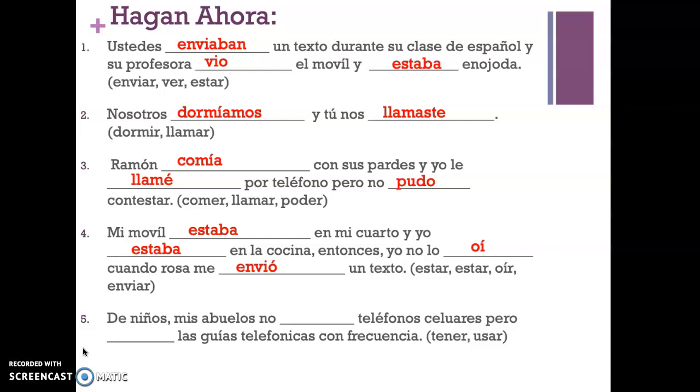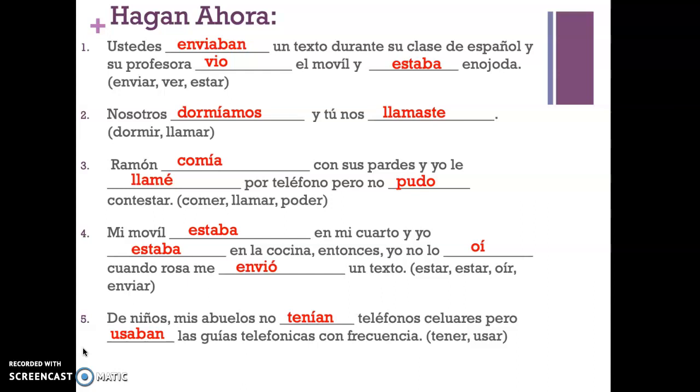Okay, so you should have gotten tenían teléfonos celulares. They did not have cell phones for all of their childhood. This is for an extended period of time that does not show a start or end date. It was not a single event. But they used telephone books often. Using something with frequency clearly shows a repeated action, which requires the imperfect tense. So we're going to go with usaban.